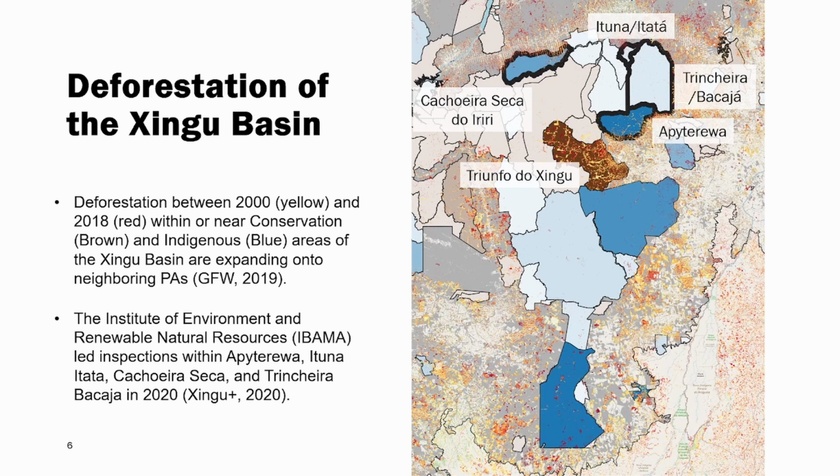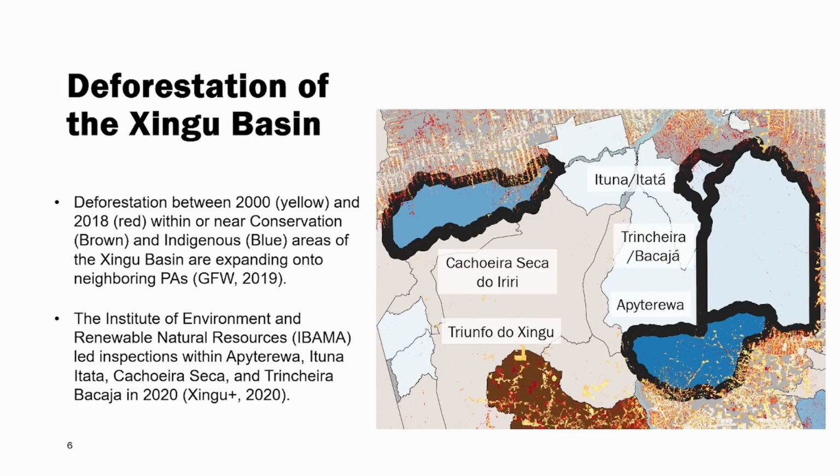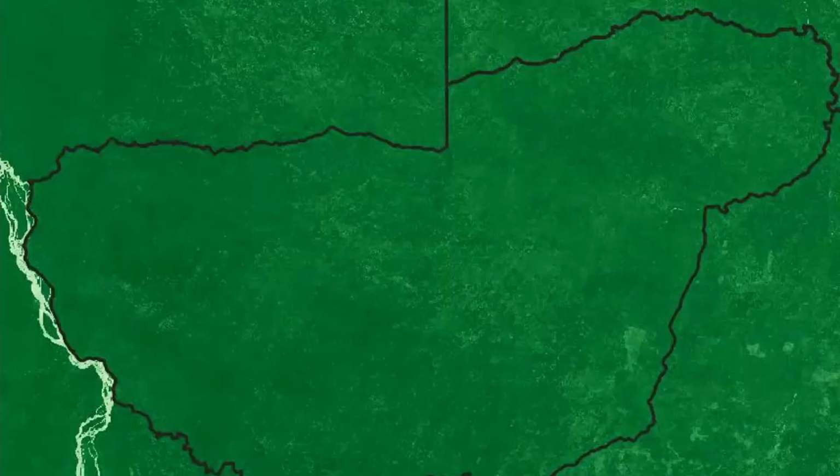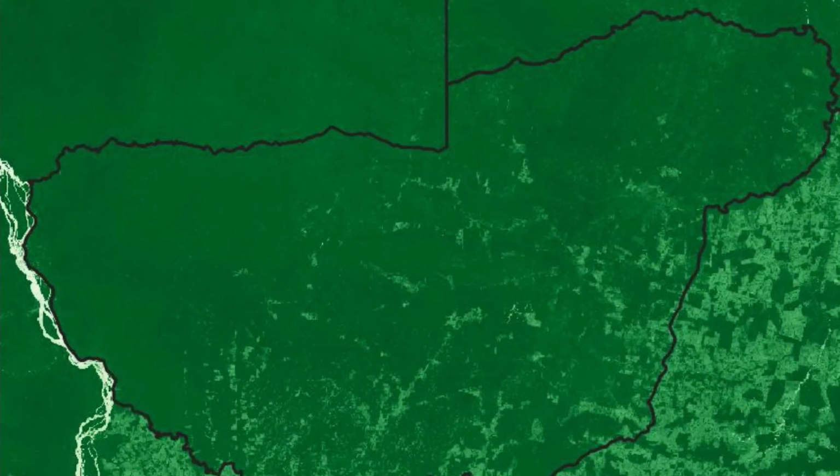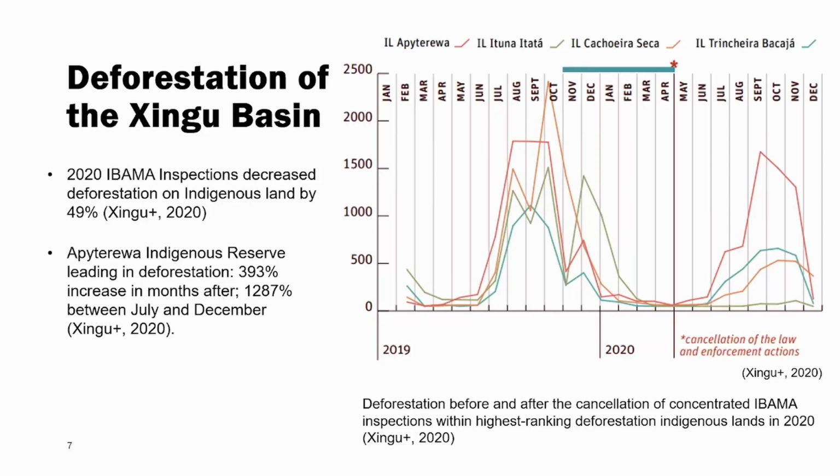The Institute of Environment and Renewable Natural Resources led inspections within Apitowerwa, the nearest indigenous reserve, as well as 3 others, beginning at the end of 2019. This is Apitowerwa in 2000, 2005, 2010, 2015, and 2020. Inspections decreased deforestation on indigenous lands by about 49%, but unfortunately, cancellation of the law and enforcement actions led to deforestation increasing in Apitowerwa to 393% months after, and up to 1,287% between July and December the year after.